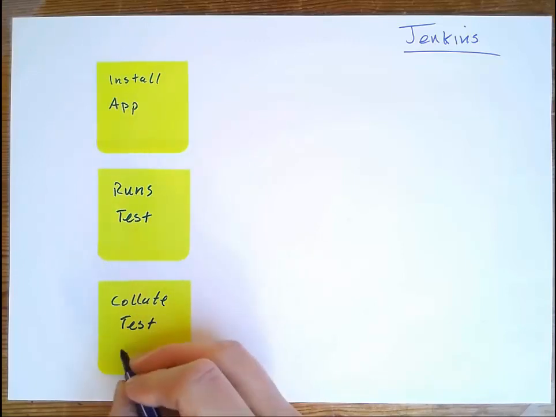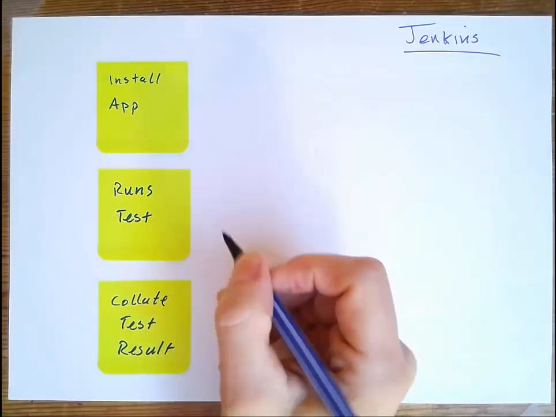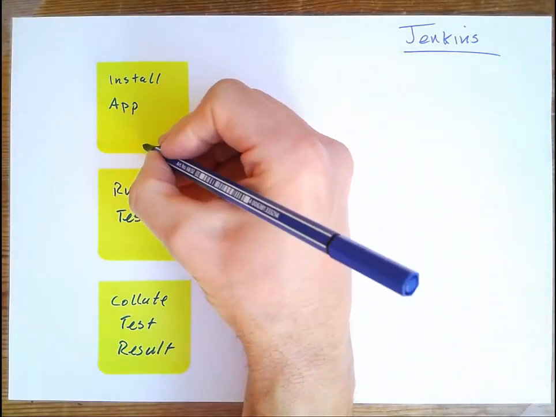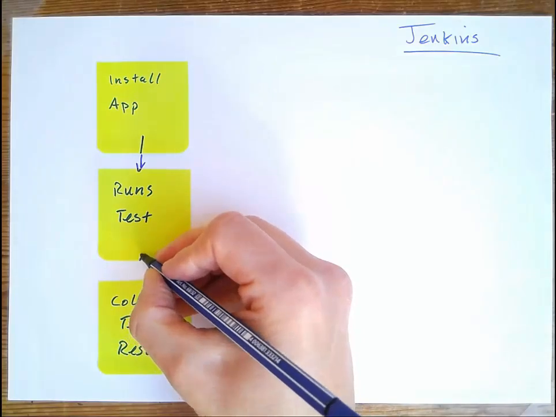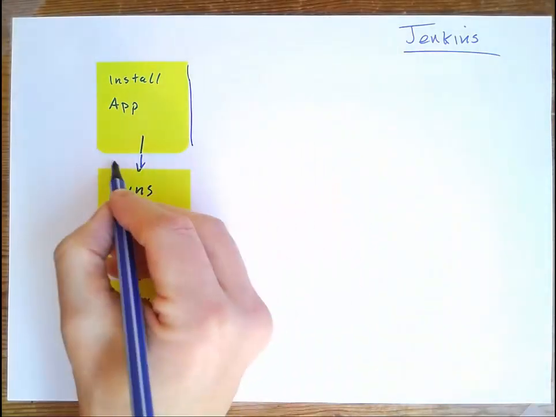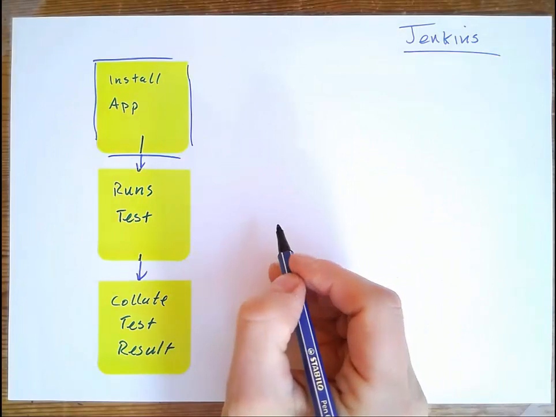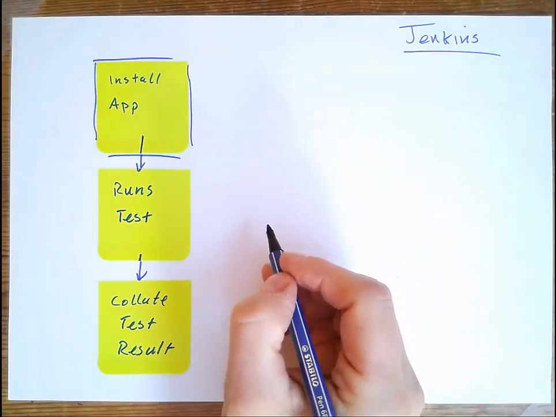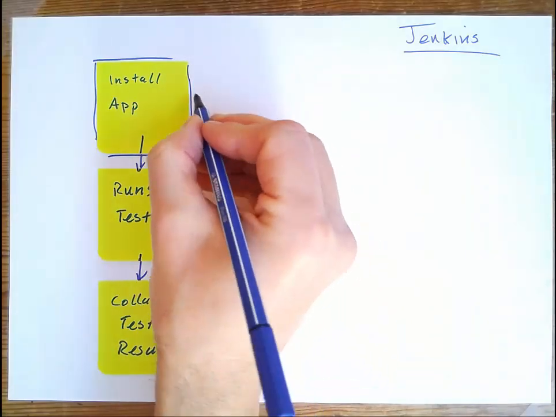What we can then do, once we've configured these jobs, is chain them. So when we've done the app install, we trigger the run of the tests. When we've done the run of the tests, we collate all of the test results and report on those. So each of these is set up as a job in Jenkins, and when we run those jobs, we get a build or a test run or an instance of those jobs as they're executed.